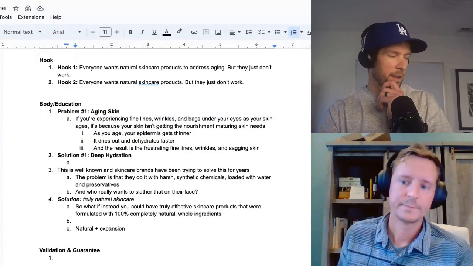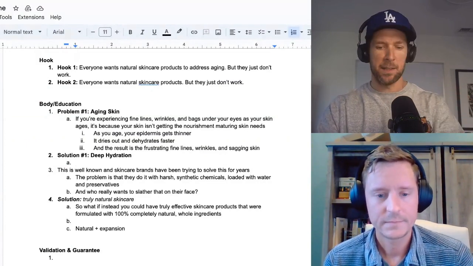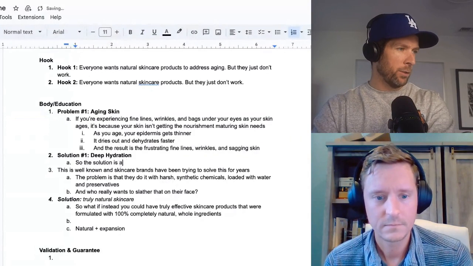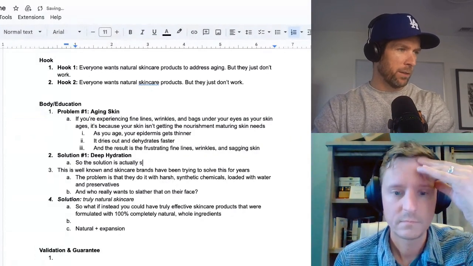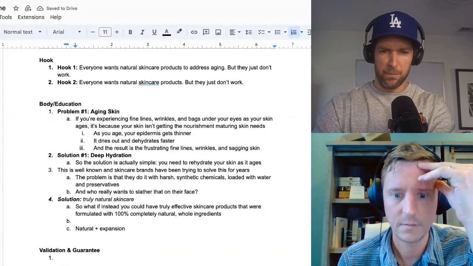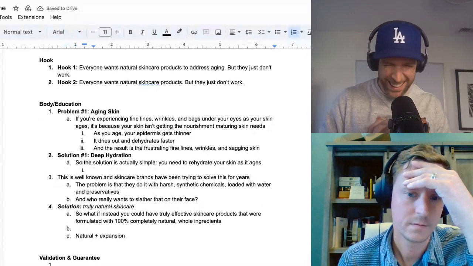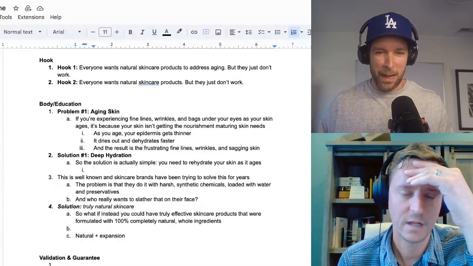Okay. So that's good. So it dries out and dehydrates faster. The result is frustrating fine lines. So then the solution is actually simple. You need to rehydrate your skin as it ages, right? Something like that? Yeah. Okay. Gosh, now we've got to get into oils and skin, which is what you just started to unpack. Right, and I think you're right about that.